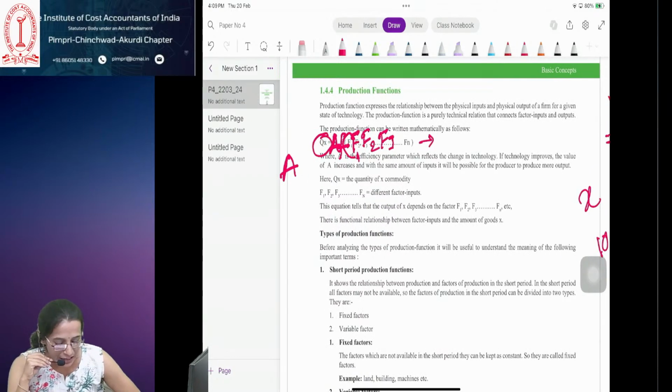Where A is the efficiency parameter which reflects the change in the technology. If technology improves, the value of A increases, and with the same amount of input, it will be possible for the producer to produce more output, right? What happens if we have more advanced technology? What we saw in the PPC curve, if the PPC curve shifts towards the right, what happens? Economic growth. Why does it happen?